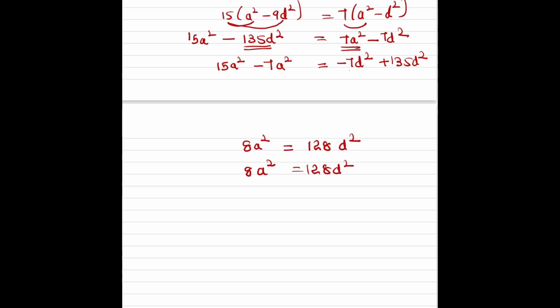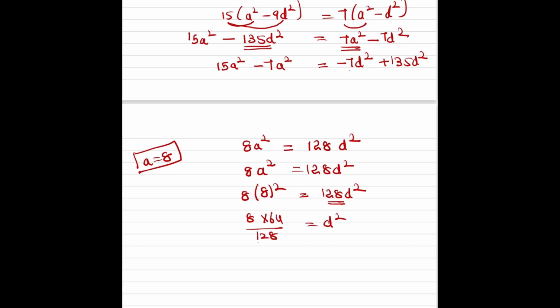We already know A value is 8, which we got above. So A value is this 8, the whole square, equal to 128D square. So 8 into 8, 64, by 128 equal to D square. Multiplication changes into division, so 128 I change into division. So cancel these both, 8 times 16, then cancel these both, 16 times 4. 4 equal to D square. So D equal to root 4, that is D equal to plus or minus 2.